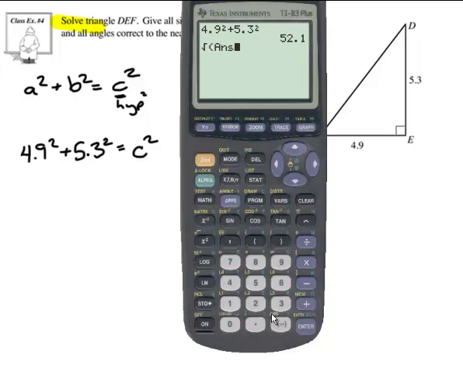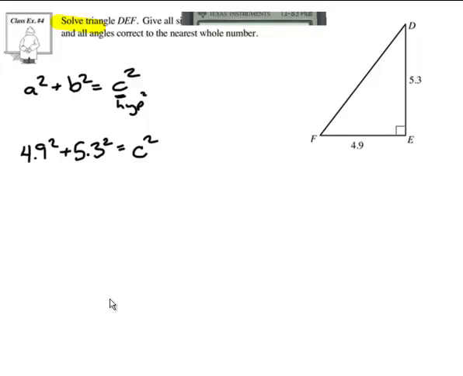And what that means is the square root of the previous answer, which was 52.1. The square root of that is 7.2. So what that means is that the length of my hypotenuse is 7.2.